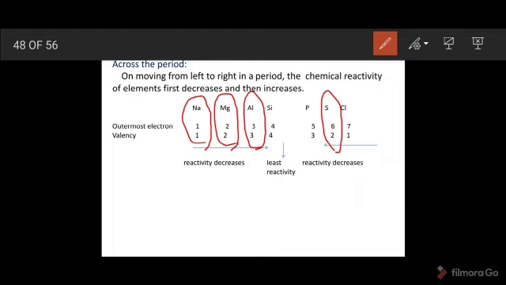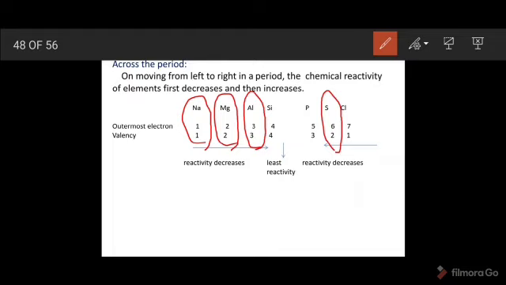Sodium has only 1 electron in the outermost shell and it will be very easy to lose that 1 electron compared to magnesium and aluminium. So reactivity decreases when you move from sodium to aluminium. But what about phosphorus, sulfur and chlorine? The valency of phosphorus is 3, it is in need of 3 electrons. Sulfur is in need of 2 electrons. Chlorine is in need of 1 electron. So it will be very easy to gain 1 electron compared to sulfur and phosphorus.